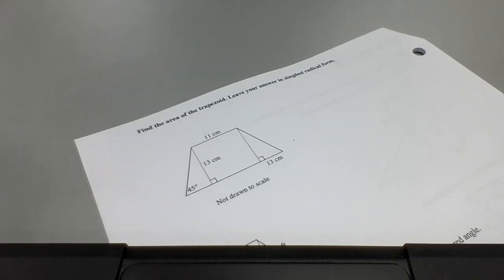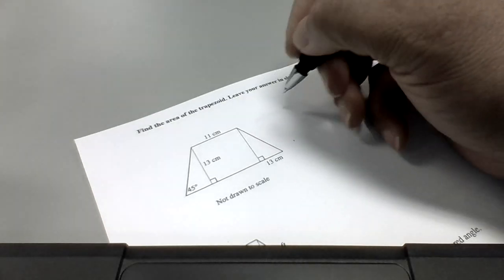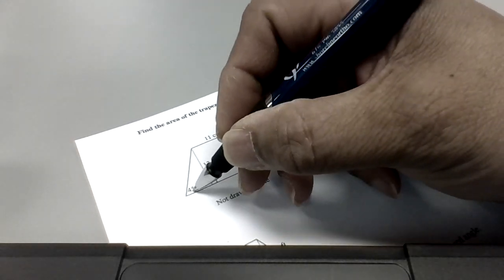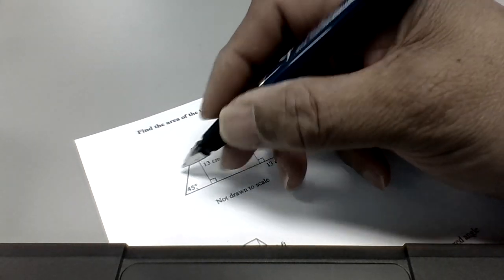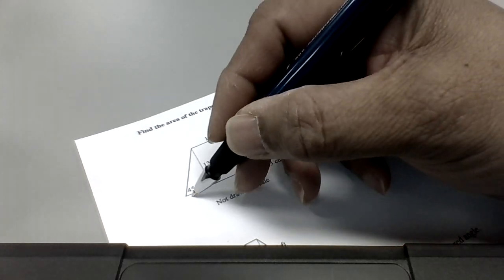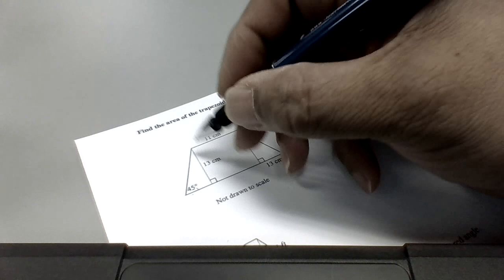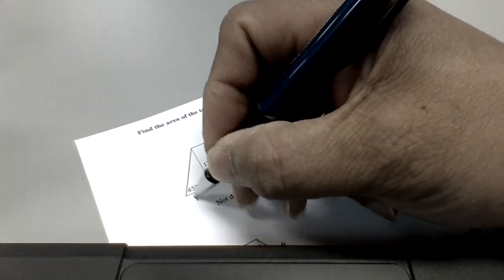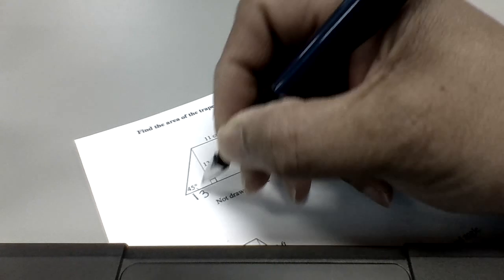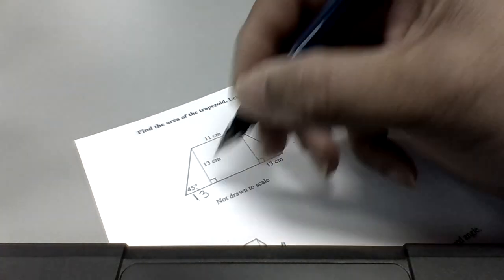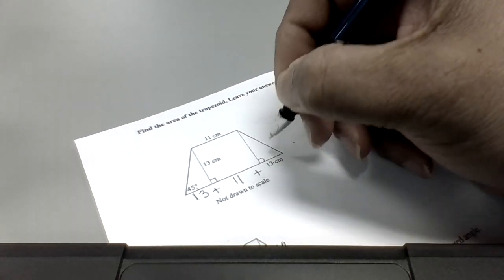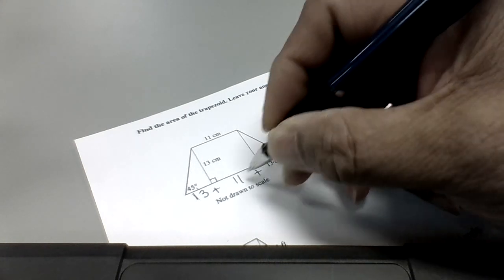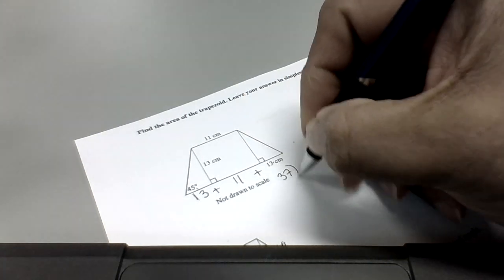This is the review for Chapter 10, page 2. Find the area of the trapezoid. All right, so if we take a look, this angle is 45 degrees, and the long leg for the 45 is equal to 13. So if this side is 13, then that means this side over here is 13 because this is x and this is x. So this is 13. From here to here is going to be 11, and then you have 13 here. So altogether, this is going to be 37 altogether.